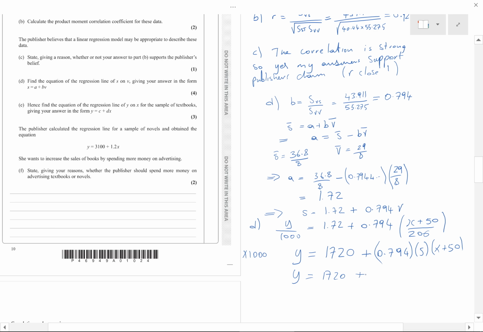So that's 0.794 times 5, which is 3.97 x, plus 0.794 times 5 times 50, which is 198.5, but I'm adding that to the 1720.